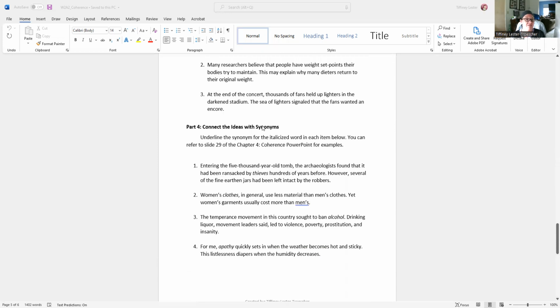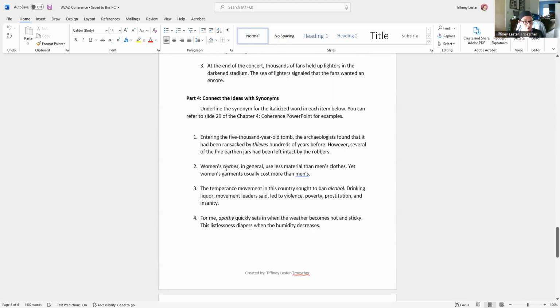Part 4 is on connecting ideas with synonyms. We looked at this on slide 29 of the chapter 4 coherence PowerPoint. So again, look at each sentence here or each group, and you've got a word that's in italics. Here in number 1, the word in italics is thieves. What you need to do is underline or highlight another word in this set that is a synonym for thieves, a word that means pretty much the same thing, right?